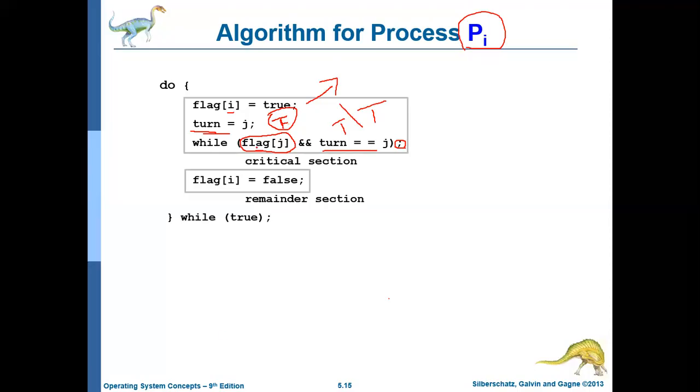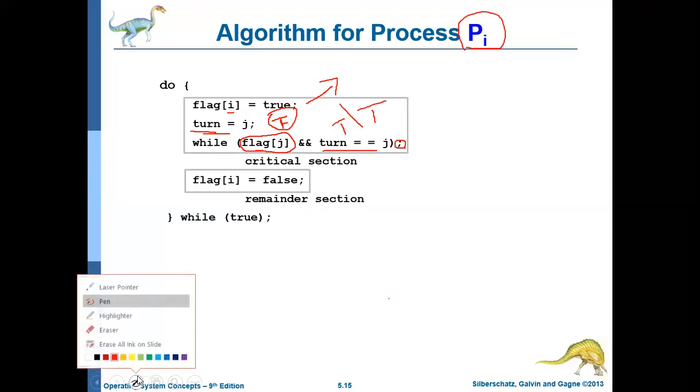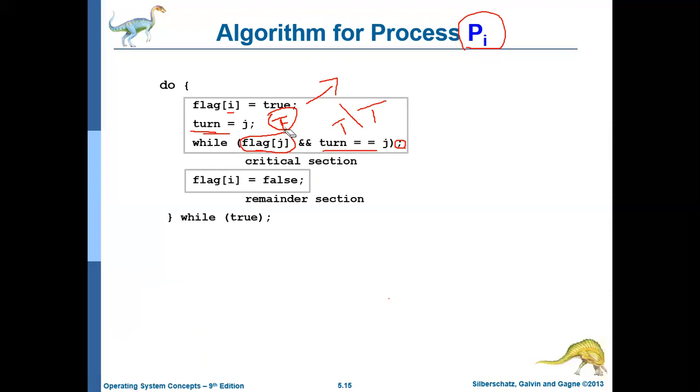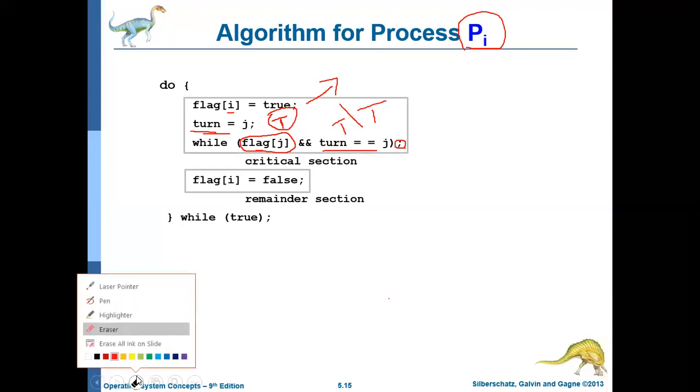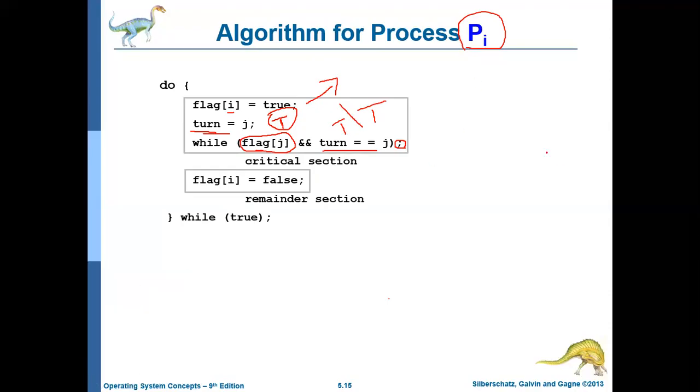So if flag of j is true, then what does it mean? If flag of j is true, what does it mean? It means that the jth process wants to enter the critical section, and it will be entering the critical section obviously, and it will execute the critical section.